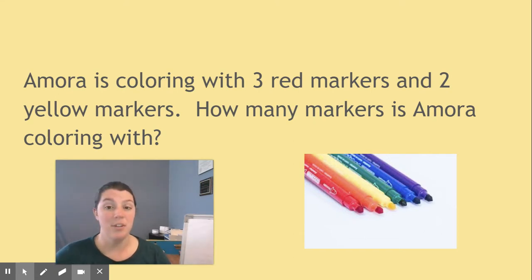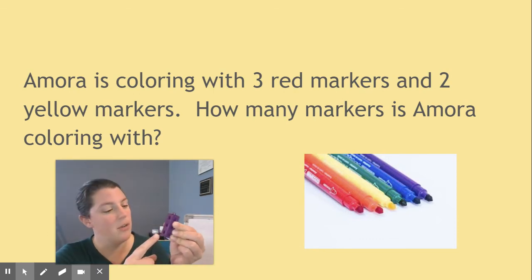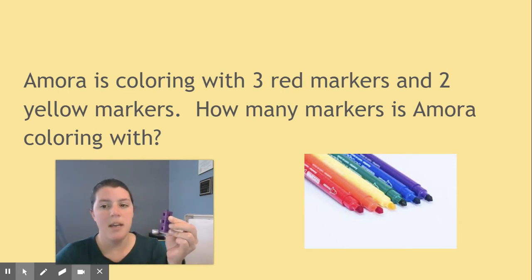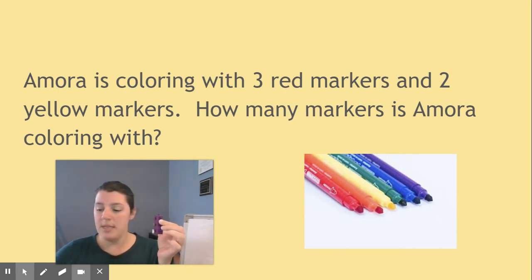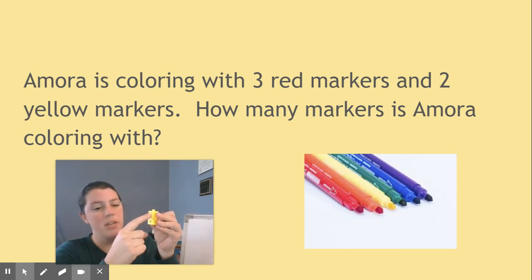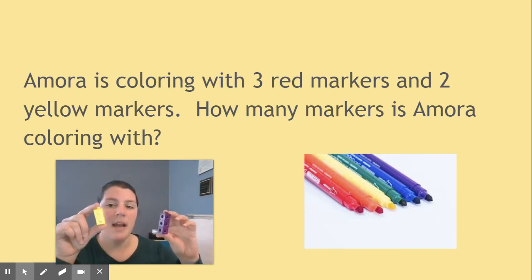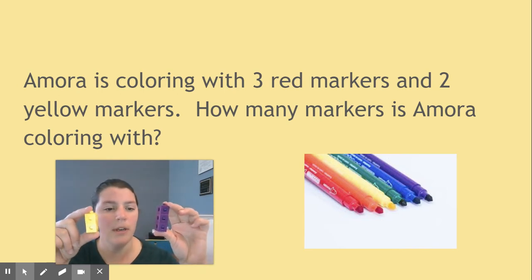Let's see what this might look like. I'm going to use my cubes. So the problem said Amora is coloring with 3 red markers. So I'm going to get 3 cubes to show that. 1, 2, 3. And she has 2 yellow markers. I'll get my other set of cubes. 1, 2.